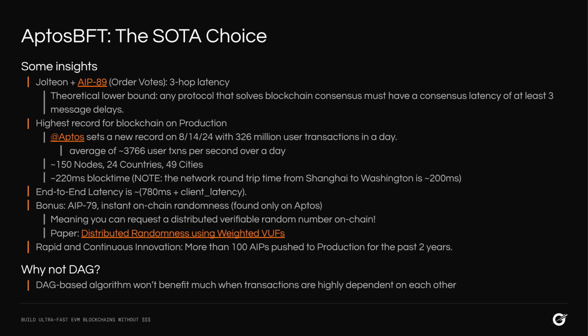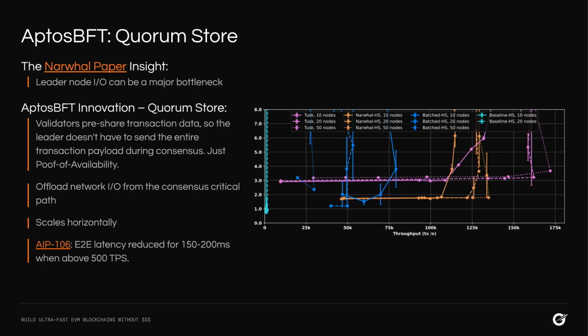Now some people ask, why not a DAG-based consensus algorithm? The reason is that in a scenario for DeFi transactions, all these transactions are interdependent, meaning that the fast path, where you don't need to run through a total ordering, doesn't work.